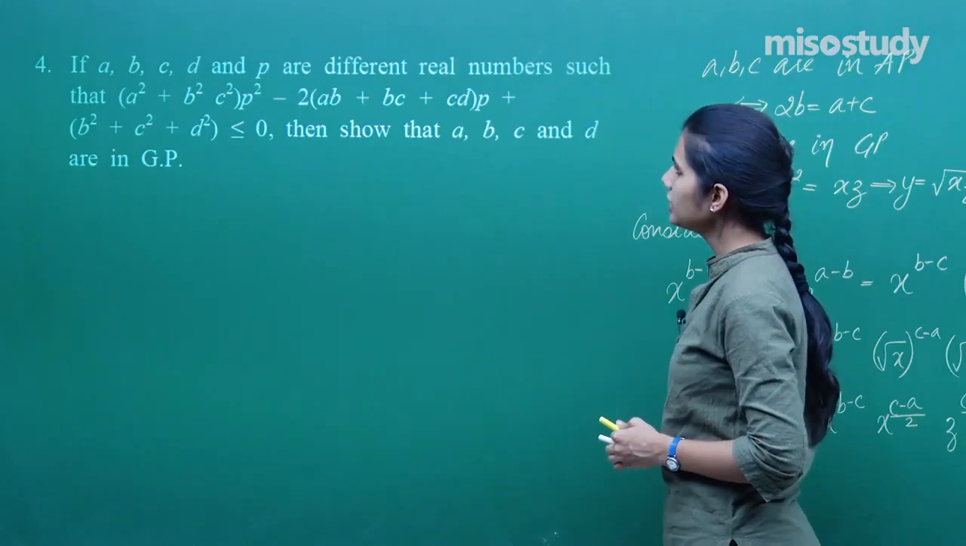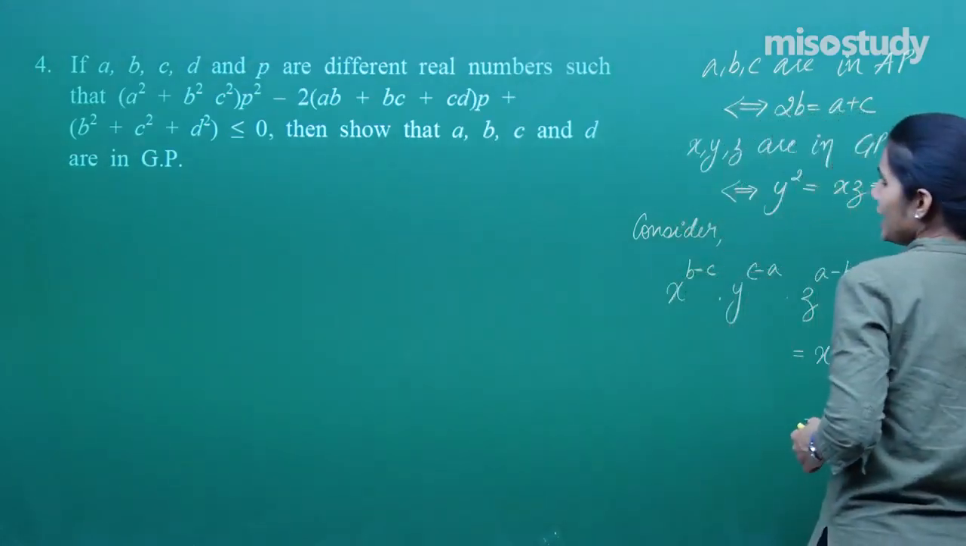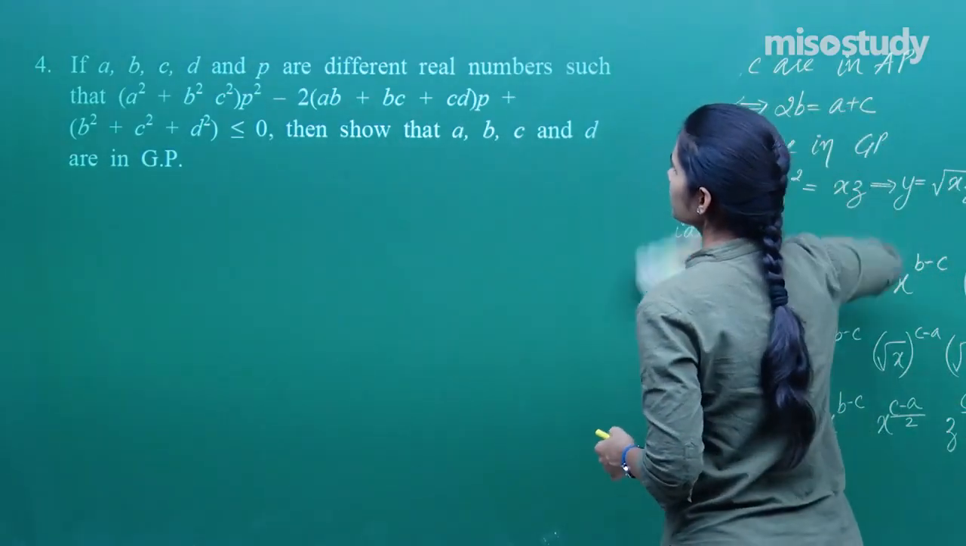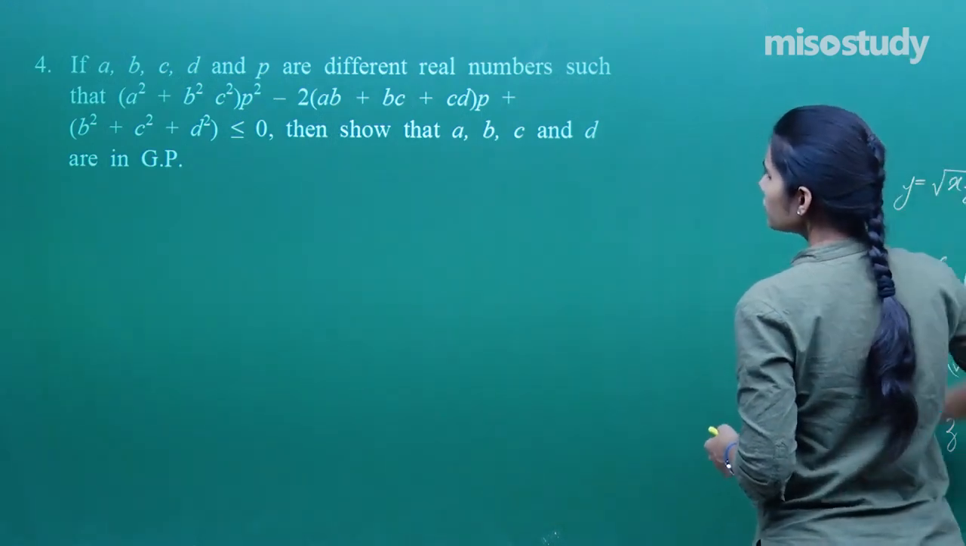Next we have A, B, C, D and P are different real numbers such that this expression is less than or equal to 0.